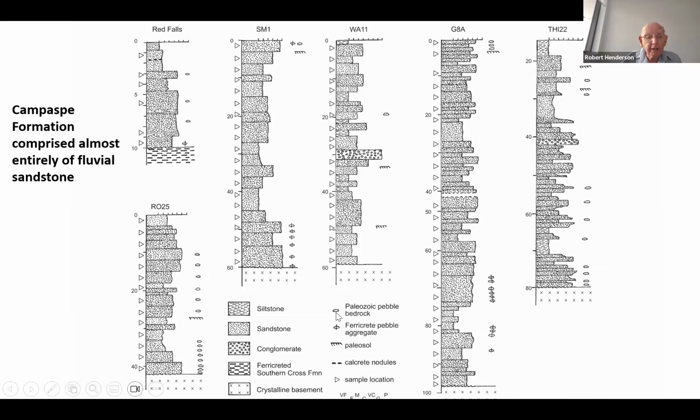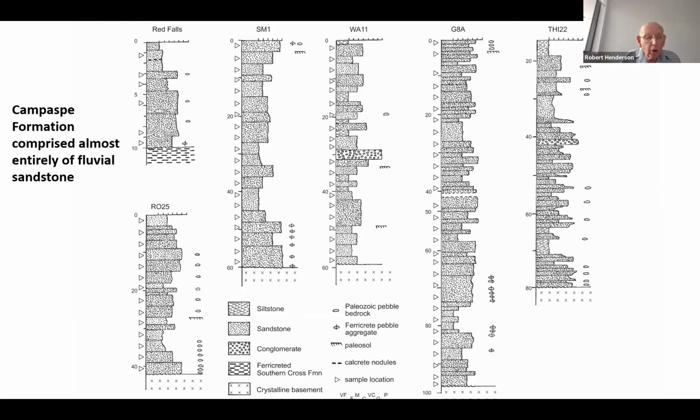So the sandstone in many places is a bit pebbly, as you can see from these notations along the side here. Mostly Paleozoic pebble bedrock, but ferricrete aggregate in some cases as well, such as up here, and down here. So that's a bit of that ferricrete surface I was talking about, developed on top of the Southern Cross Formation that has been eroded and reworked into the Campaspe sediment system.